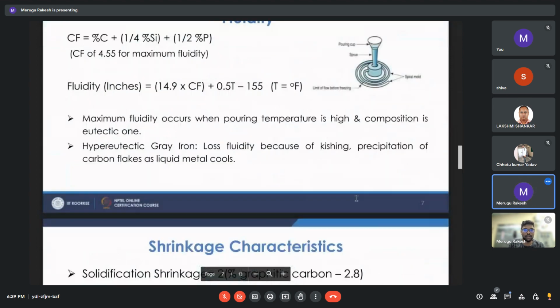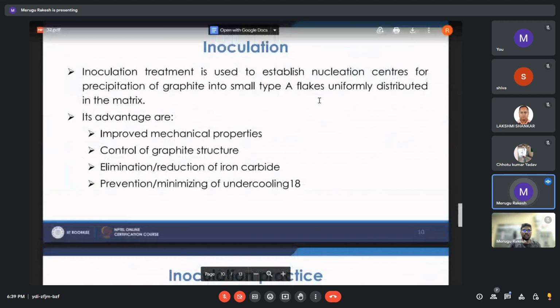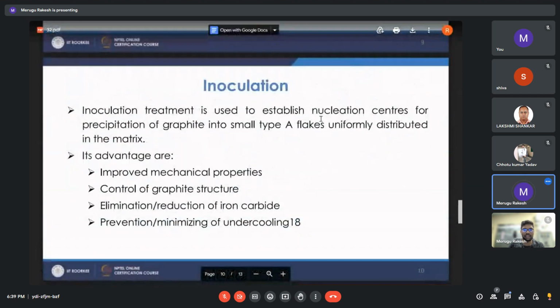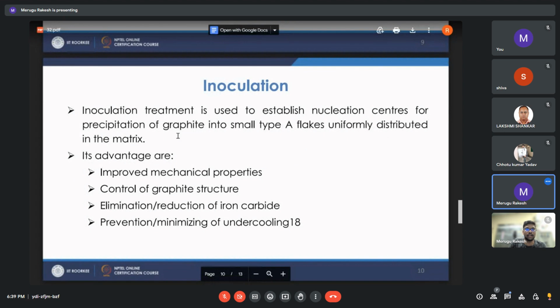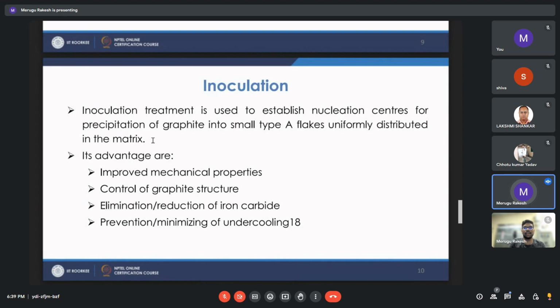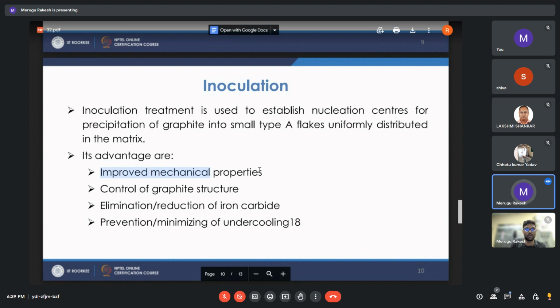Okay sir. Yeah, inoculation is one of the interesting topics, in which we keep some particles, for example titanium or vanadium particles or alloys, inside the cast melt. These particles serve as nucleation points and enhance the grains. This reduces the grain size, like grain refiners, and improves mechanical properties, controls graphite structures, and eliminates or reduces iron carbide, preventing or minimizing the undercooling.